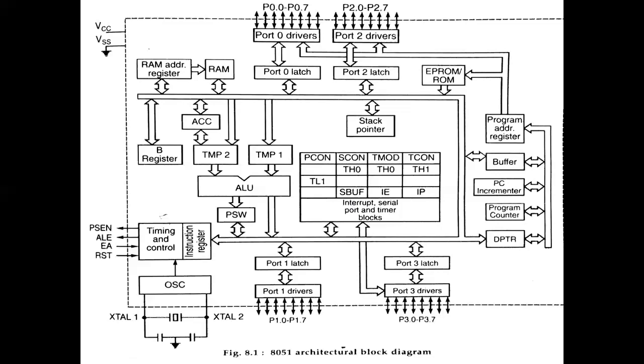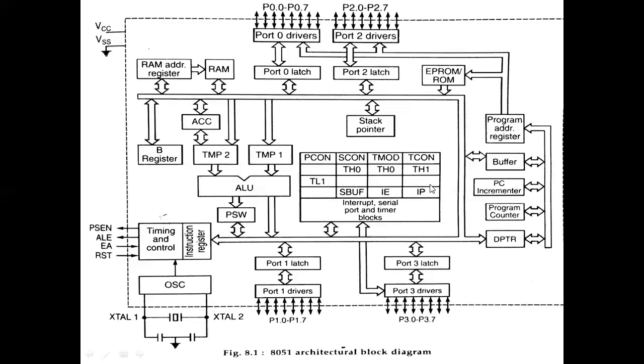Next one is IE. IE means interrupt enable register. The 8051 microcontroller has five interrupts. Each interrupt can be enabled or disabled by setting the bits of this IE register, so we can identify which interrupt is enabled.